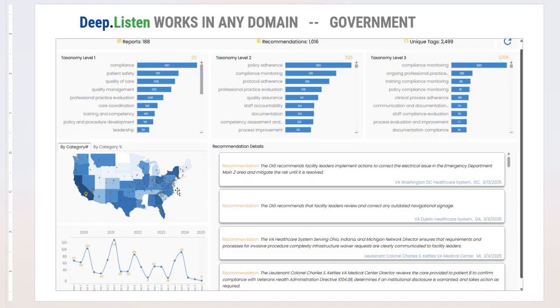We can depict the results on the map of the United States, showing where the main trouble points are located. So you can go by state, you can see the time evolution and many other things.